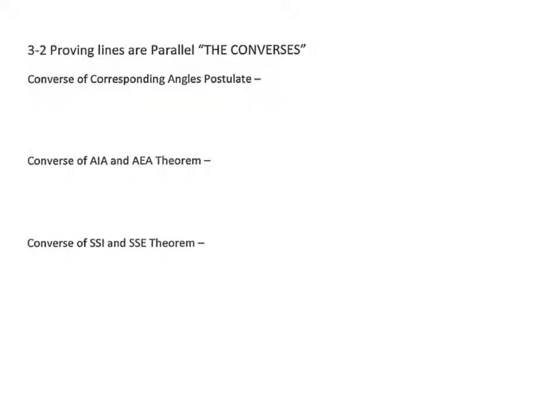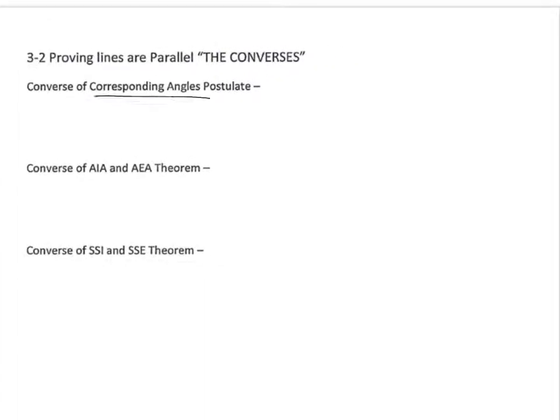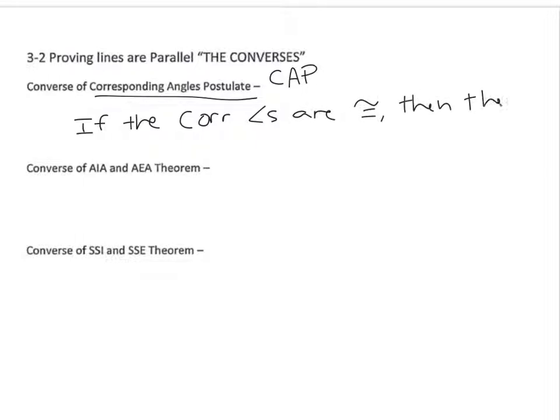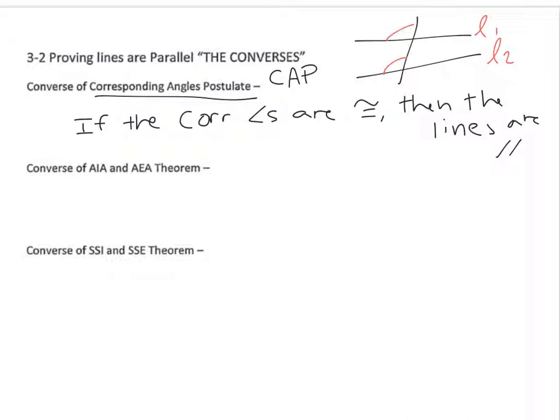3.2 is the converses of the last section's theorems. So the converse of the corresponding angle postulate, or CAP, is if the corresponding angles are congruent, then the lines are parallel. So if you're given these two lines and you know that this angle and this angle are congruent, then you know that these two lines are parallel.